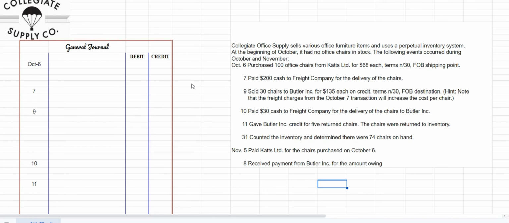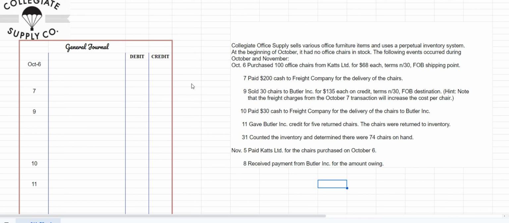Collegiate Office Supply sells various office furniture items and uses a perpetual inventory system. At the beginning of October, it had no office chairs in stock. The following events occurred during October and November. October 6th, purchased 100 office chairs from Katz Ltd. for $68 each, terms N30, FOB shipping point.